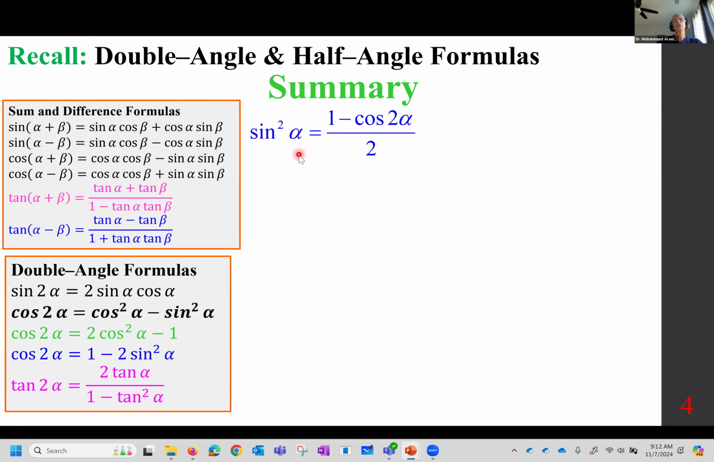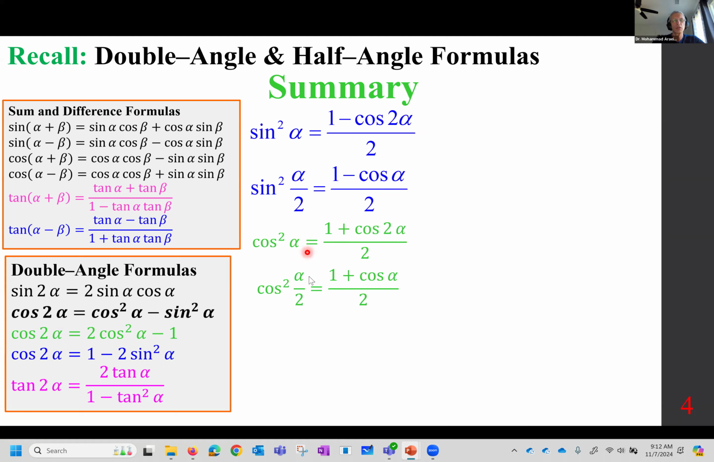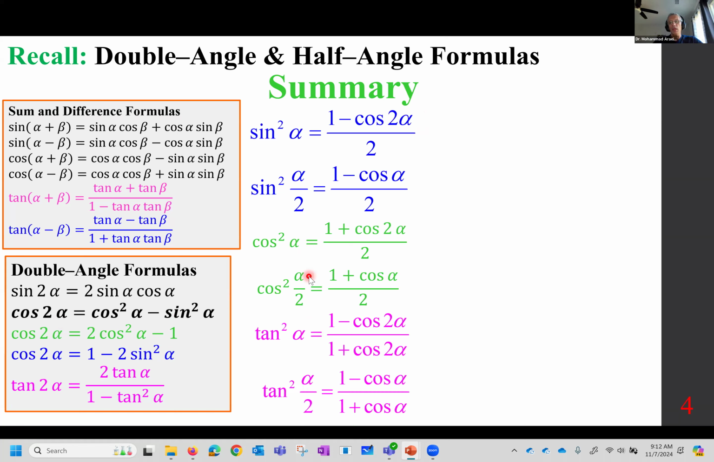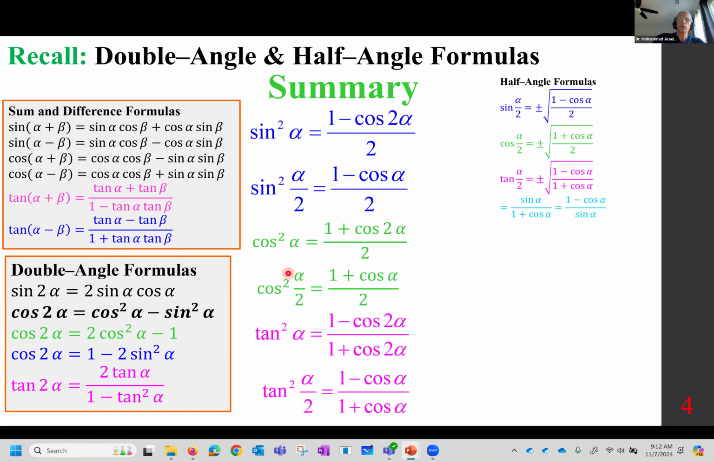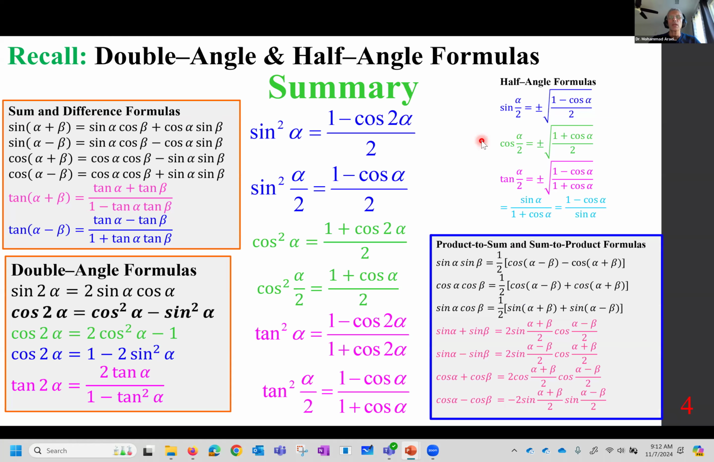If you solve for sine squared, you get sine squared of alpha equals 1 minus cosine 2 alpha over 2. If you cut this in half, this becomes alpha over 2, this becomes alpha. From here, we can solve for cosine squared alpha, the same thing, cut it in half, and tangent is the ratio of sine to cosine. Now, these are all squared. What happens if you want sine of alpha over 2? You need a plus minus square root, and you figure out the sign based on the quadrant it belongs to. And we briefly covered product to sum and sum to product formulas.